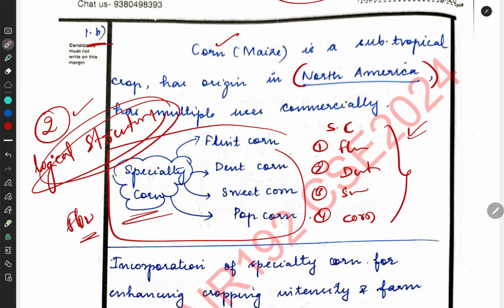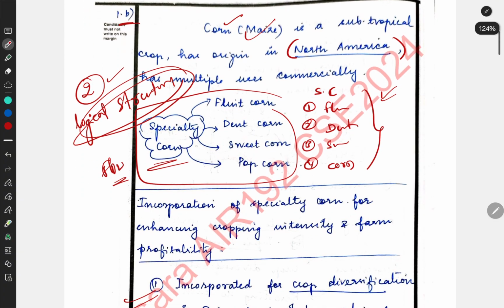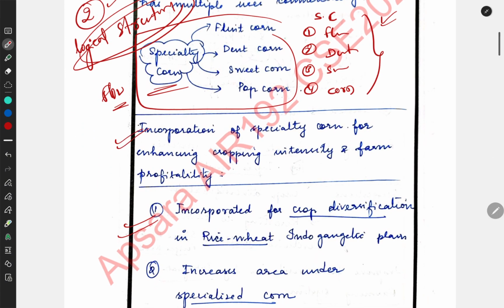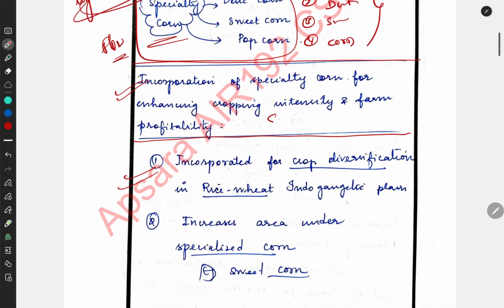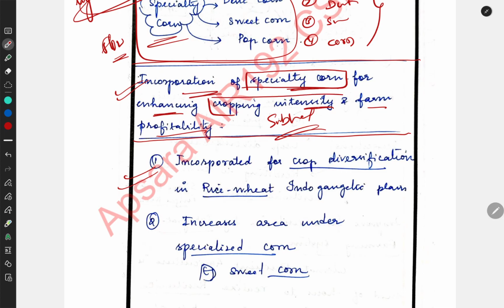The second one is a logical structure. Look at here. Introduction, a brief one with a flowchart, then she directly entered into the body. Even in the body, she clearly demarcated between the content and the subheading. This is the subheading, right? See, incorporation of specialty corn for enhancing cropping intensity and farm profitability. She addressed both points. First one is specialty corn. Second one is cropping intensity. That is the question they are asking, right?